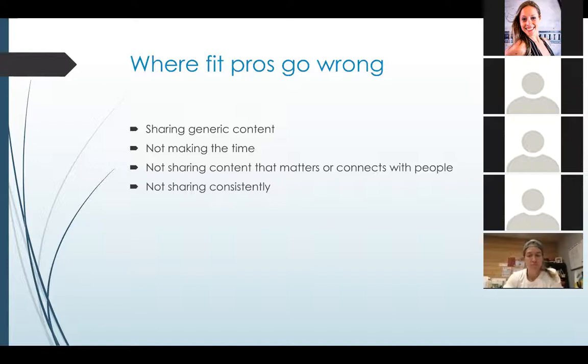And how you show up in one arena of your life or your business is how people will perceive you show up in every arena of life or your business. And if you're seen as consistent, reliable, trustworthy, engaging, that's a lot better than sporadic and inconsistent. So just remember that when you're talking about content.